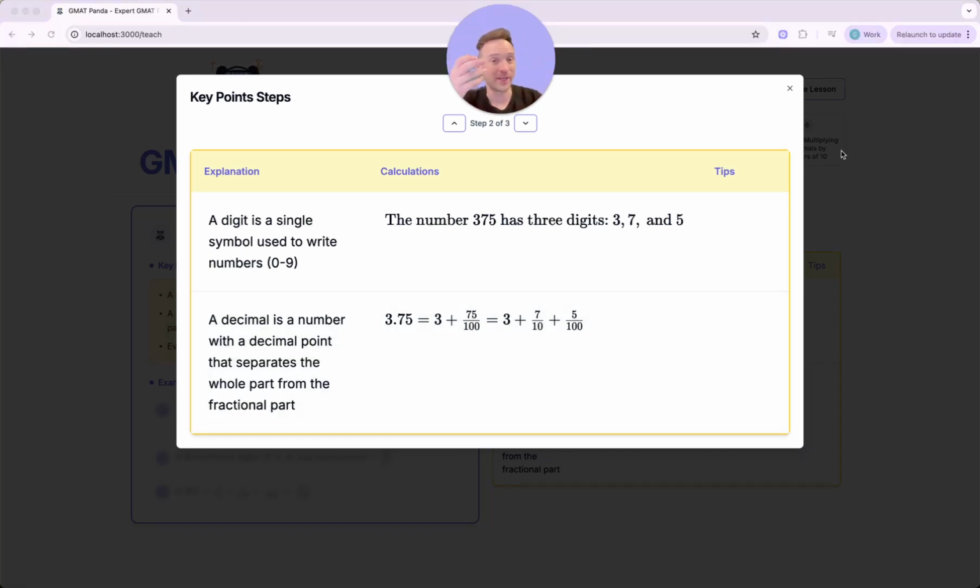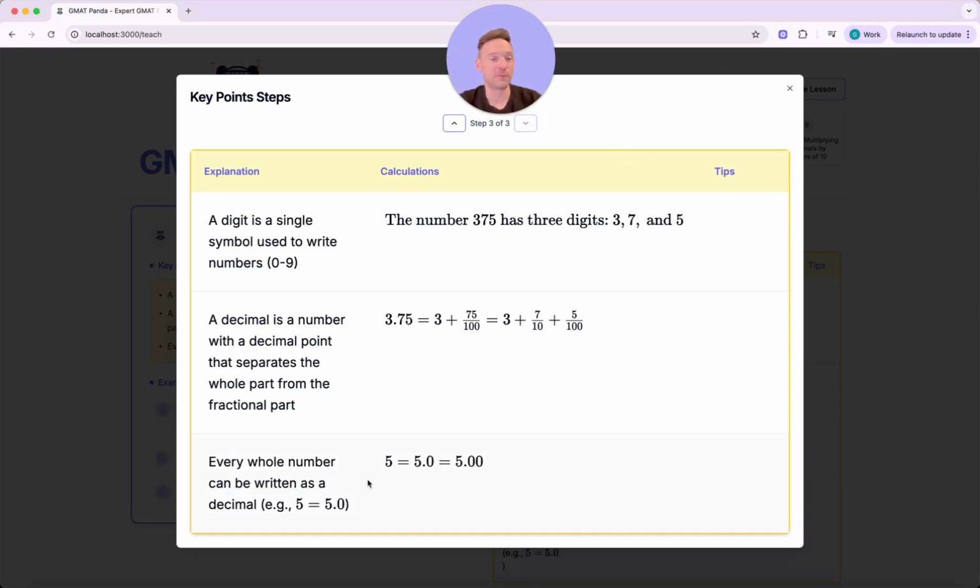So you may be thinking, okay, so a decimal is anything that's not a whole number. Well, that's actually not quite true, because not every decimal is a whole number, but actually every whole number can be expressed as a decimal. For example, 5, which is a whole number, we can also express it as 5.0 or 5.00. We're not changing the value of this number.